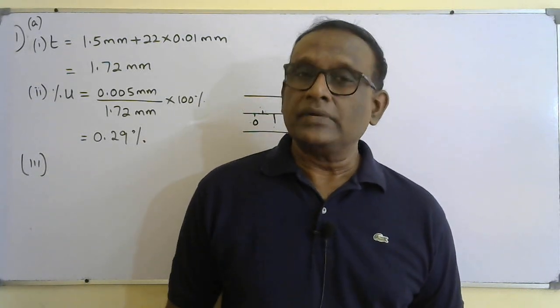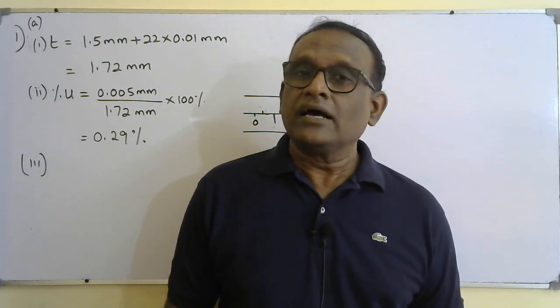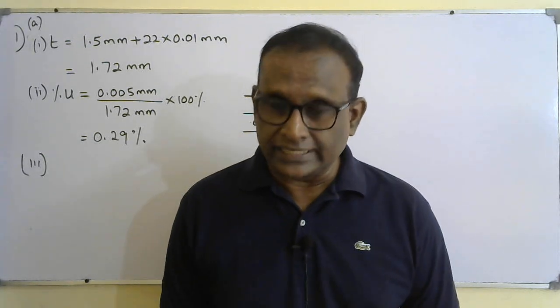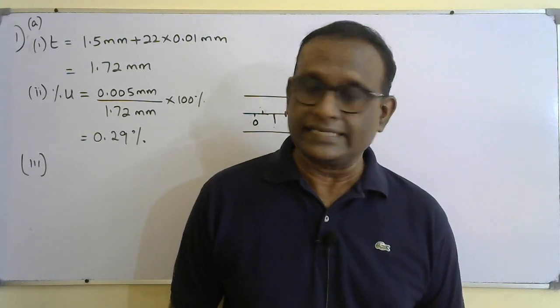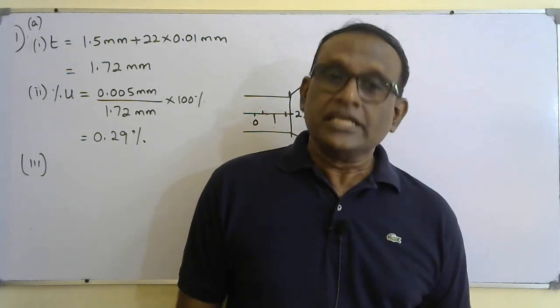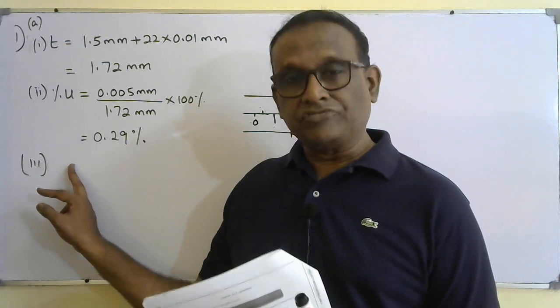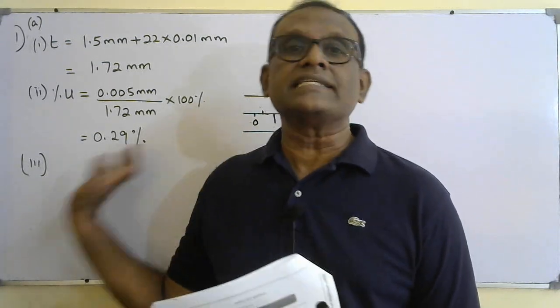Normally if you have zero error, we have to do the error correction, positive zero error correction or negative zero error correction. There are two different types of error corrections. Those are not in your syllabus. So you should say just check for zero error. Third part: check for zero error to remove the systematic error.